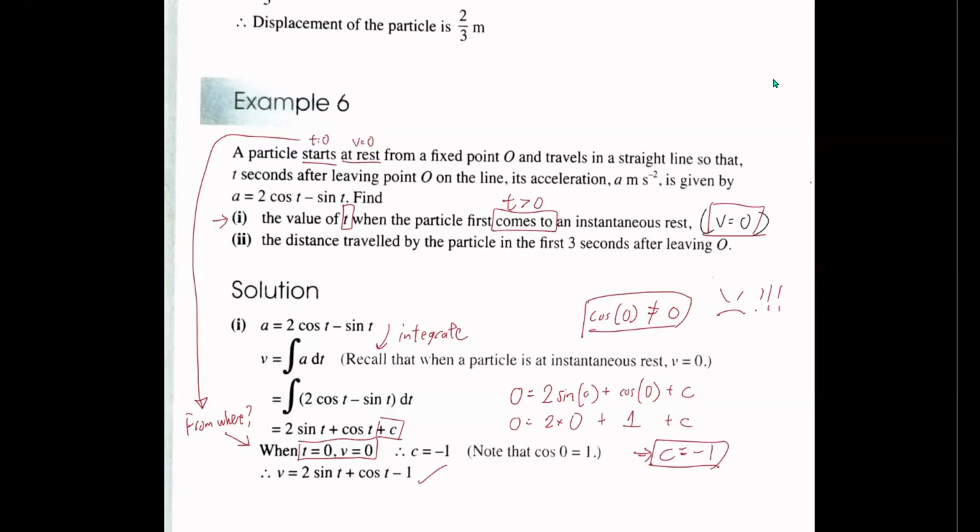Okay, moving on. All right, any questions? Part 1? No. Okay, good. Part 2. The distance traveled by the particle in the first 3 seconds after leaving point O. So, first 3 seconds, that means t equals 0 to t equals 3. That's your range. Do you remember the 4-step procedure?